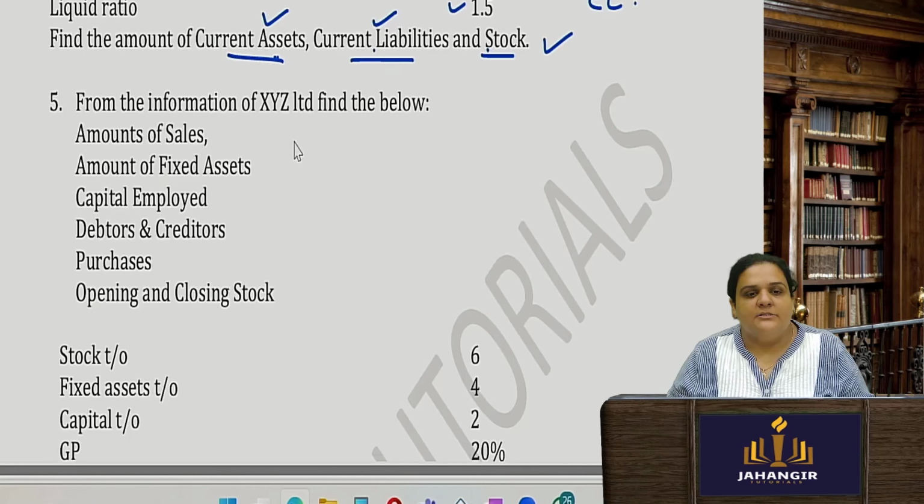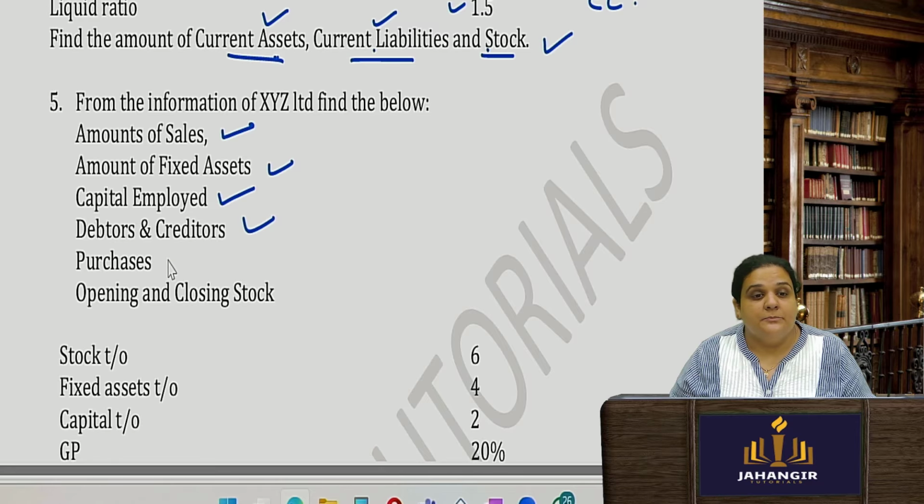Fine. Now next question number 5. From the information of XYZ Limited, find the below. We have to find amount of sales, amount of fixed assets, capital employed, debtors, creditors, purchases, opening and closing stock. Everything we have to find.